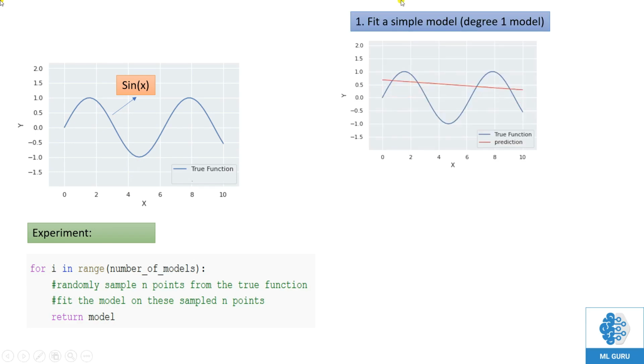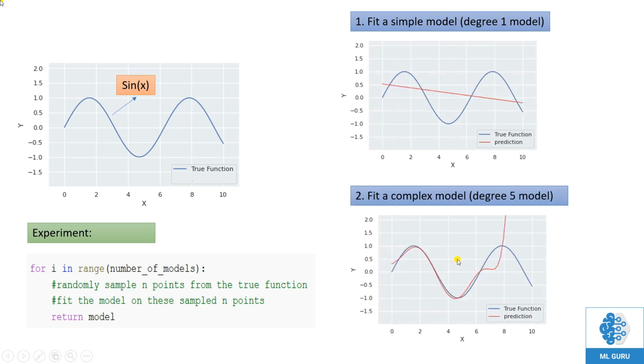So first what we do is we fit a simple model, meaning a degree 1 model or a linear regression model. So in this animation you see multiple such linear regression models, which is shown in this red color. Now these different predictions are nothing but the different output of the model given by this experiment, because we have run this experiment many times, and these different predictions show a particular output for different randomly sampled endpoints from this true function.